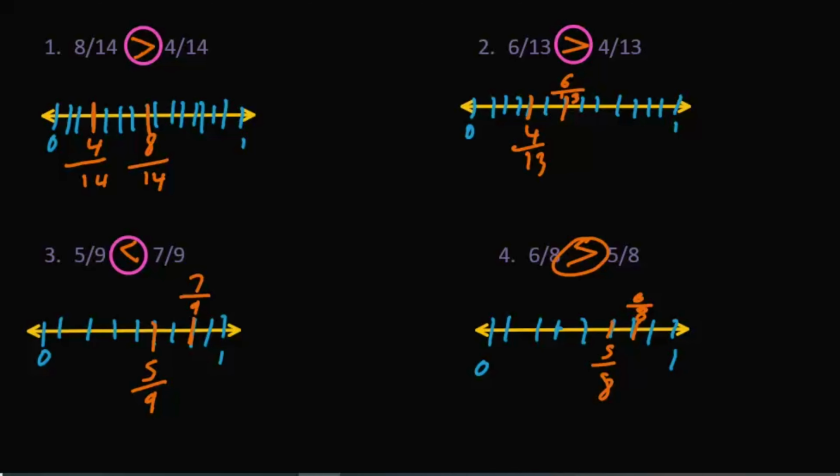Okay, so let's go over the answers. So 8 over 14 is greater than 4 over 14. 6 over 13 is greater than 4 over 13. 7 over 9 is greater than 5 over 9. 6 over 8 is greater than 5 over 8.